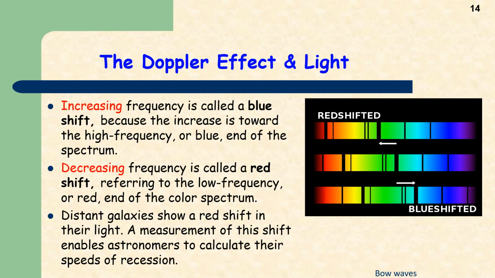An increase in frequency is called blue shift, and this just means that if we're expecting to see a certain color and we know that color has been shifted to the blue end of the spectrum, then we know that that star, or wherever we're looking at, is shifted toward us.